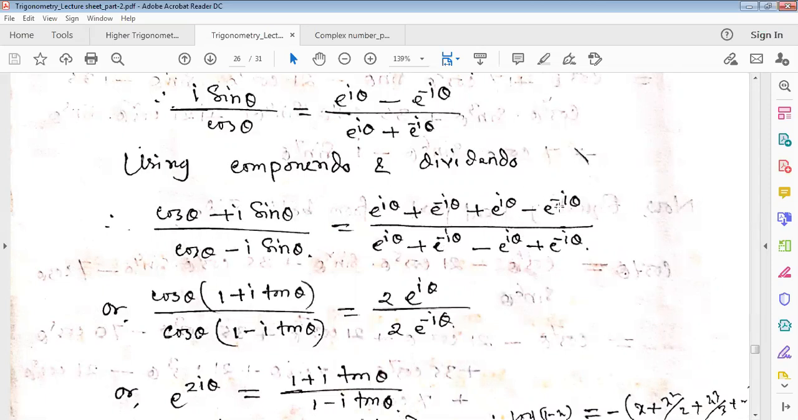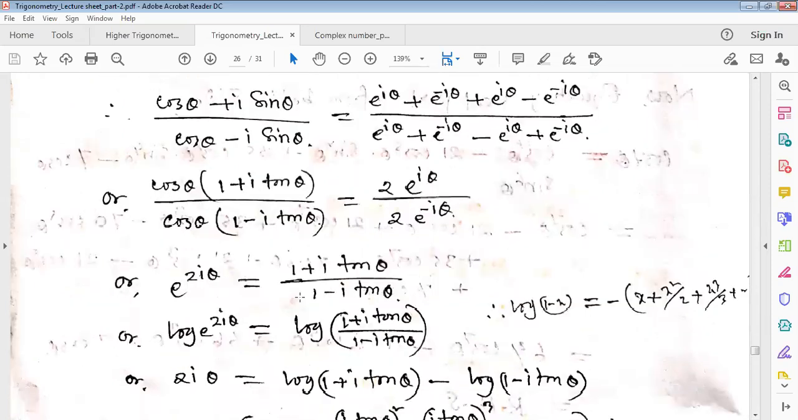Here also after componendo and dividendo on the right hand side, we get e to the power minus i theta and e to the power minus i theta cancel, plus minus, and e to the power i theta, e to the power i theta cancel. So 2 cancels, and we get e to the power twice i theta. This means e to the power twice i theta equals 1 plus i tan theta divided by 1 minus i tan theta.